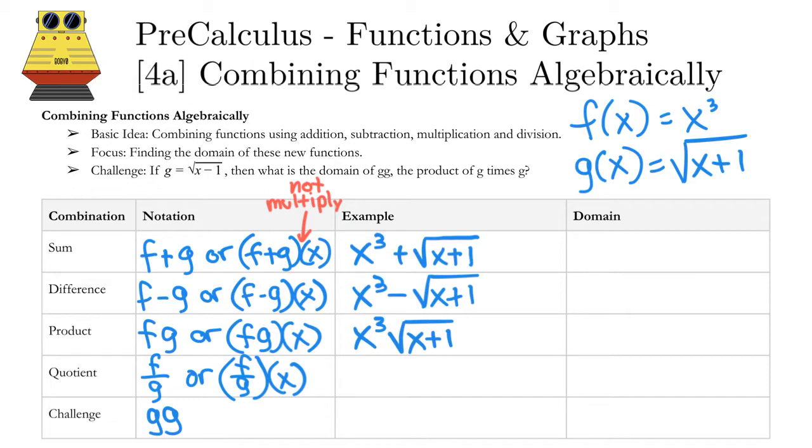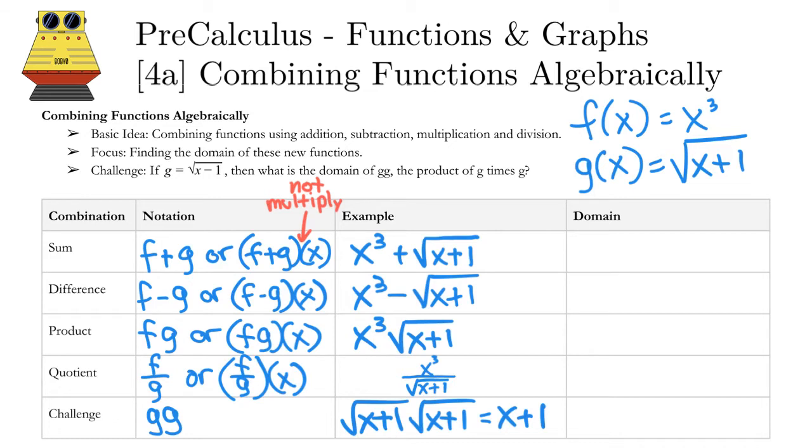And it's important to write that x cubed in front of the square root because sometimes you get confused on whether the x cubed would be part of the square root or not. And you might be inclined to distribute that x cubed, but just don't. For the quotient, we have x cubed divided by square root of x plus 1. And again, we might be inclined to do some algebra with this, but there's really no need. And finally, g times g is the square root of x plus 1 times the square root of x plus 1, which is equal to x plus 1.